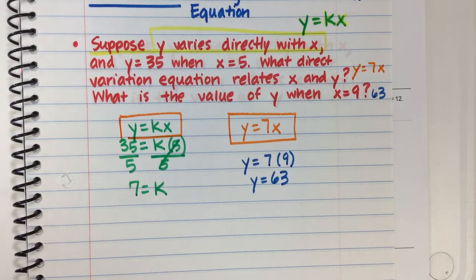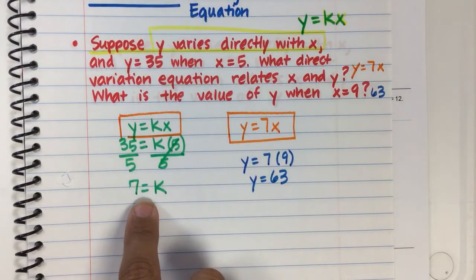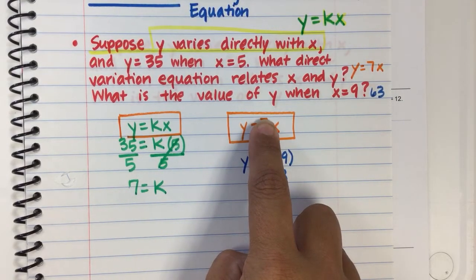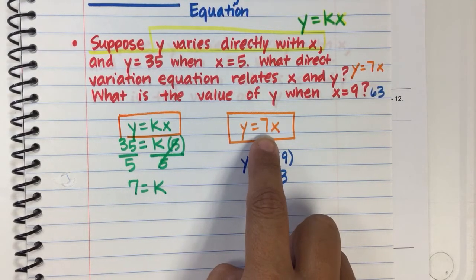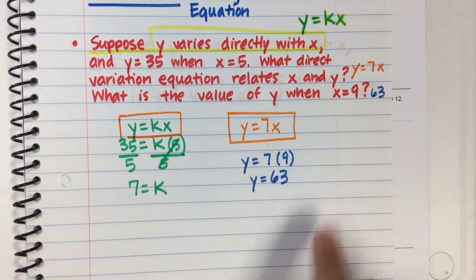So first you have to take the equation y is equal to kx. You have to plug in the x and the y that they give you to find k. Then put k back in the original y is equal to kx. Here I got y is equal to 7x. Then find the value of y when x is whatever number you're given.